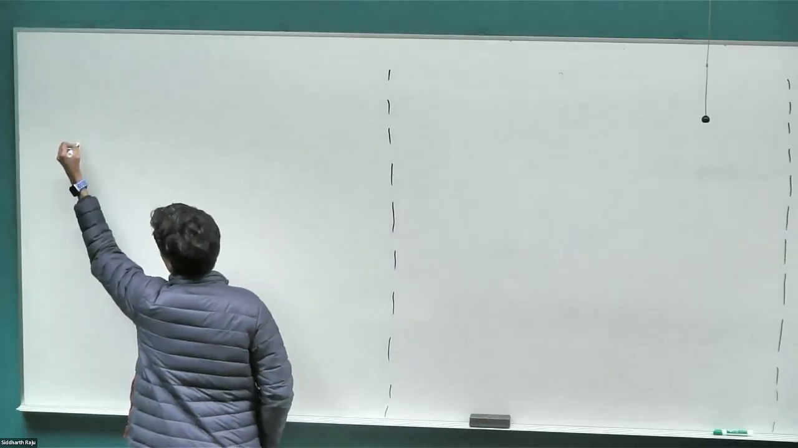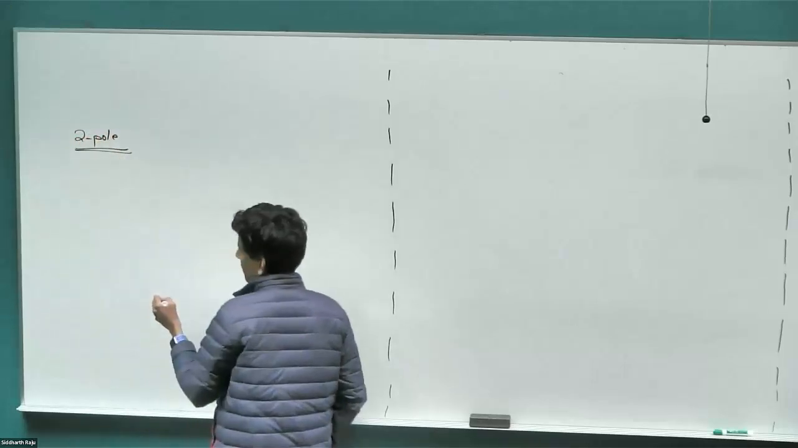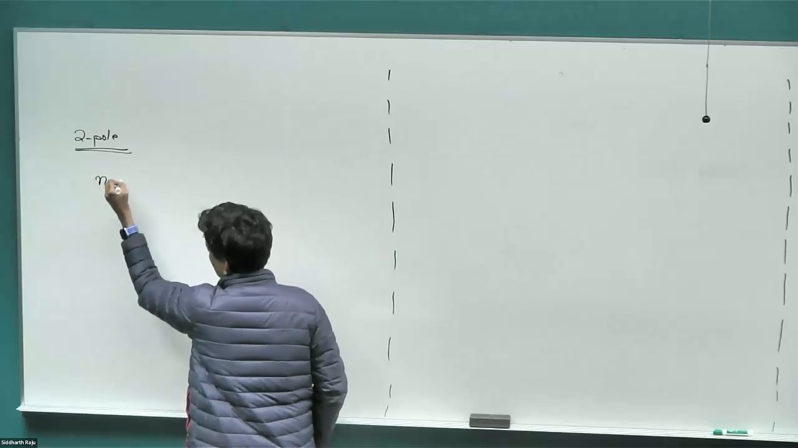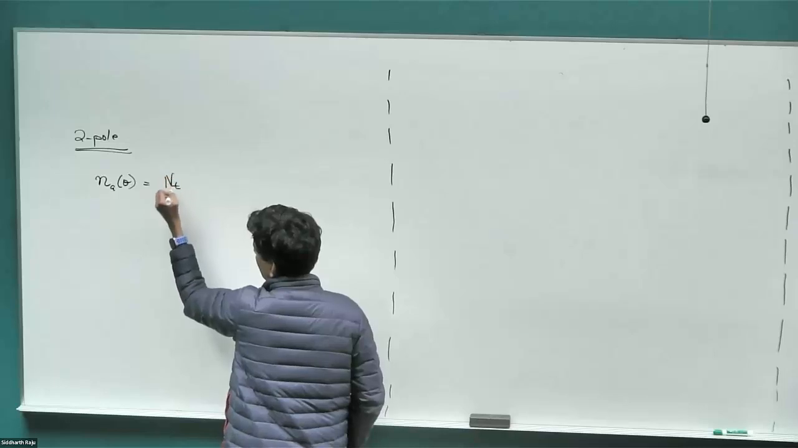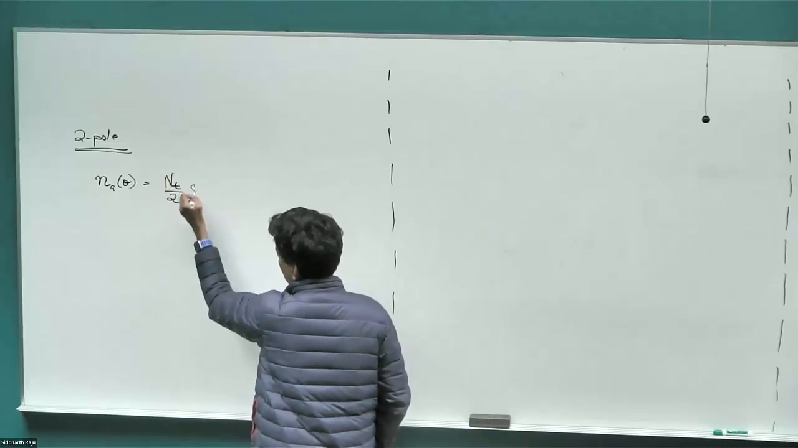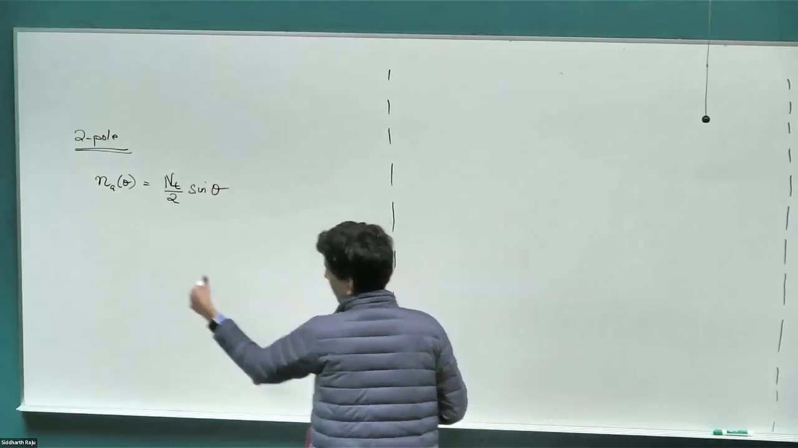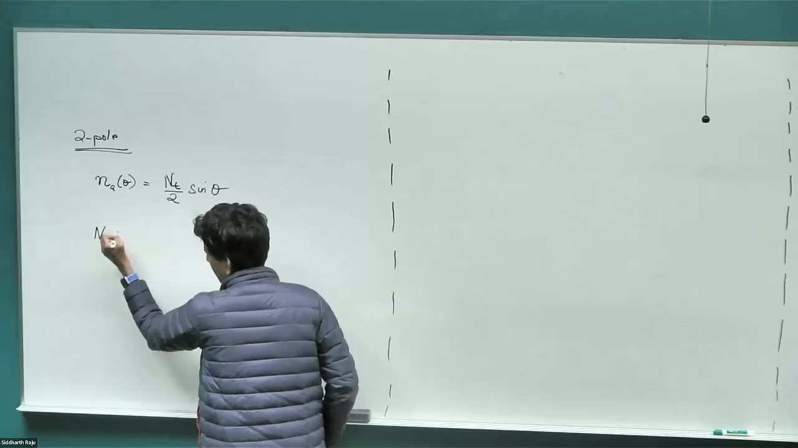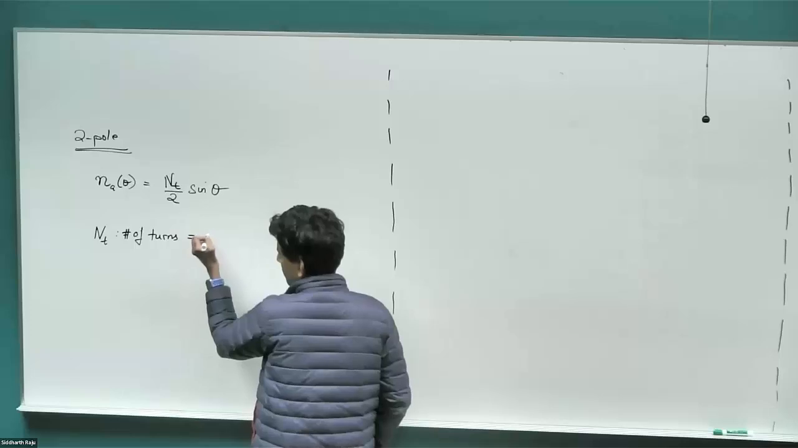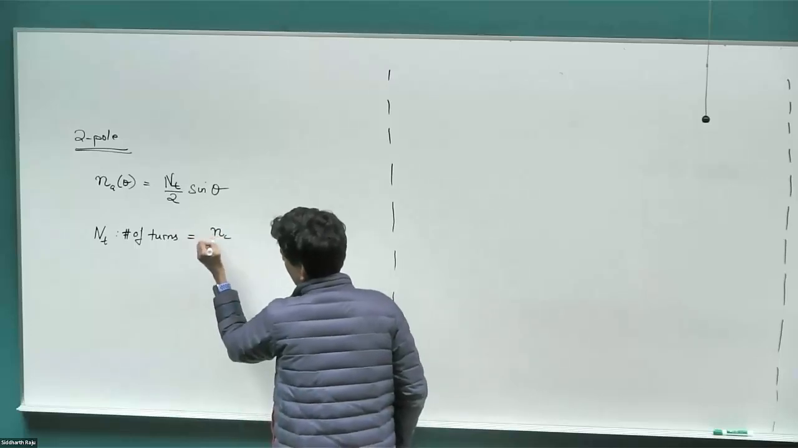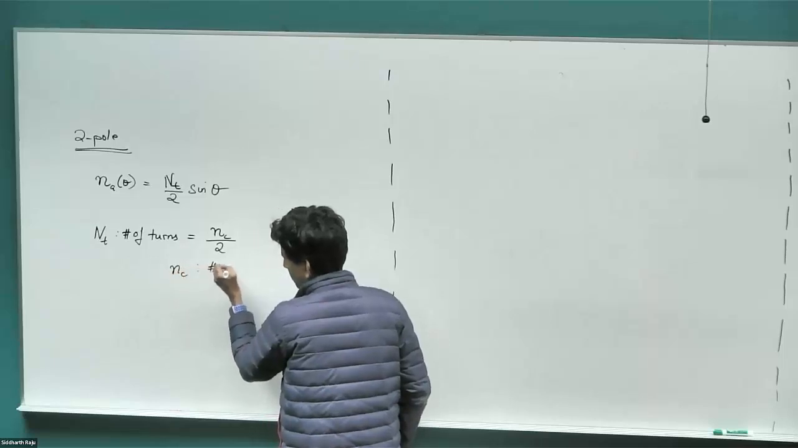Okay, so when we had a two-pole motor, for our conductor distribution density, we gave a formula for, let's say, A phase: NT divided by 2 times sine of theta. Going forward, I'm not going to call this that. So NT was the number of turns, which in itself equals NC divided by 2, where NC was the number of conductors.